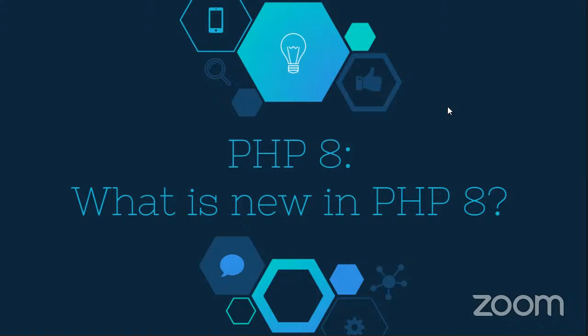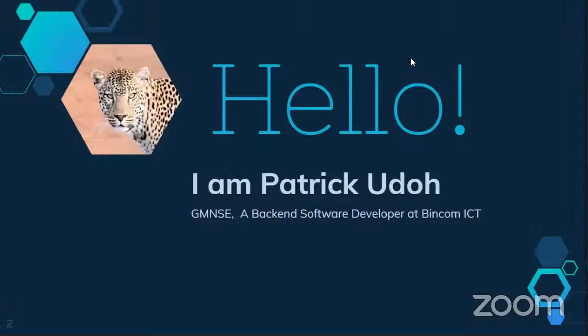So apart from PHP version 8 being production ready, I can tell you that PHP has also evolved from just web development, and it can now be used for IoT, that is Internet of Things, and also for machine learning models. So it's not as backward as it was in version 5 or version 7. PHP 8 has really evolved. Like I was introduced, I'm Patrick Udo, a graduate member of the Nigerian Society of Engineers, a backend software developer at Bancom.